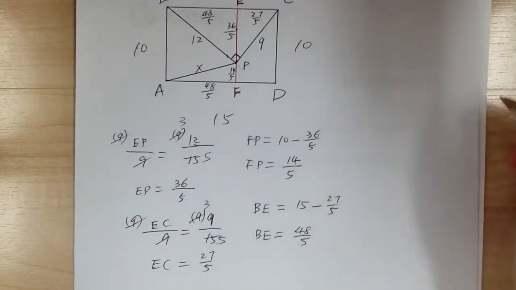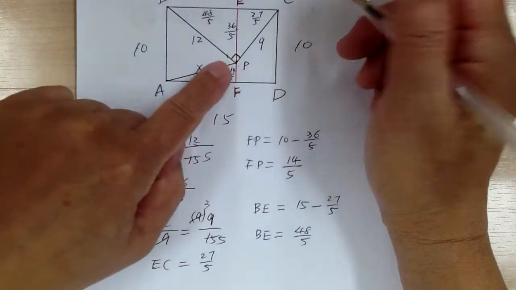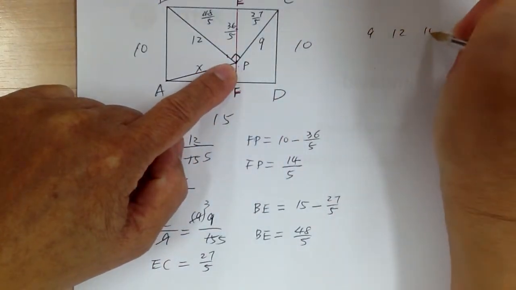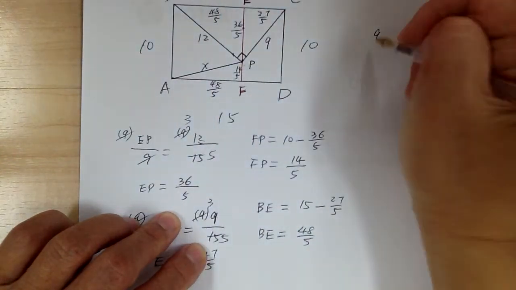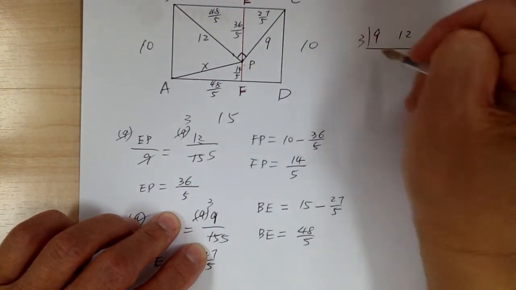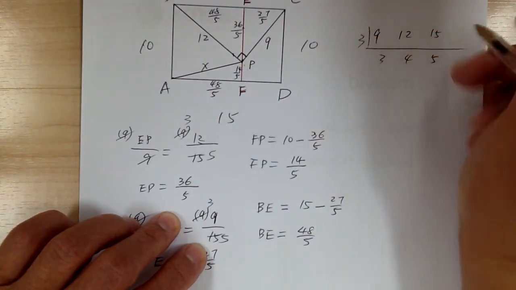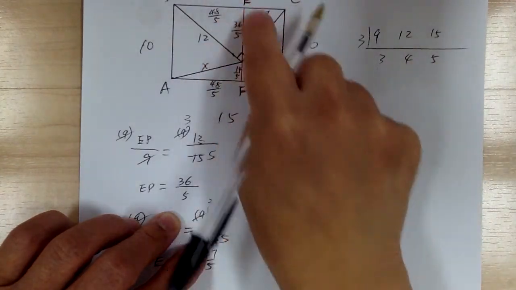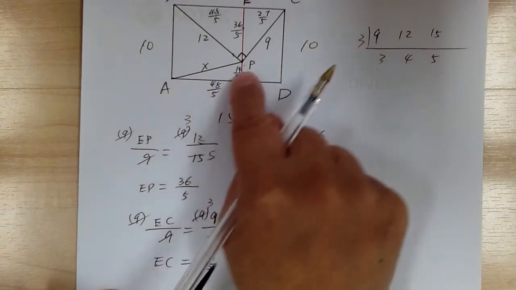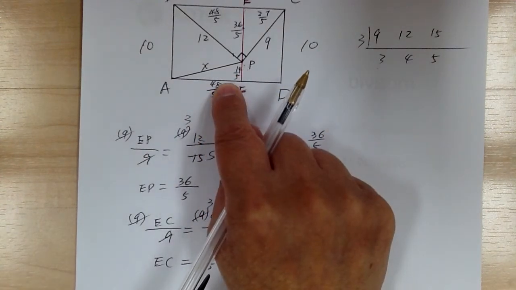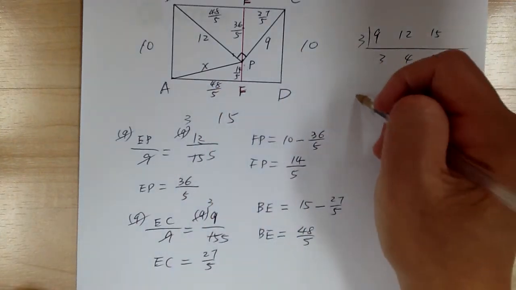Now let's go back a little bit to the triangle. You have 9, 12, 15. If you don't recognize it, you can try a squared plus b squared equals c squared, or you can factor out a 3 to get 3, 4, 5. So you can see that this is a 3, 4, 5 ratio special triangle. Now let's do the Pythagorean theorem.